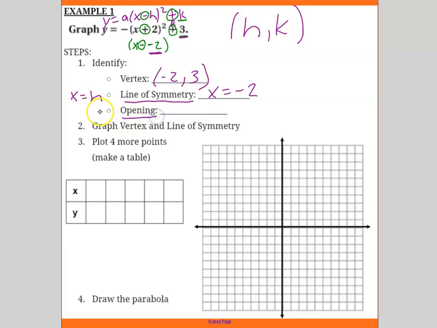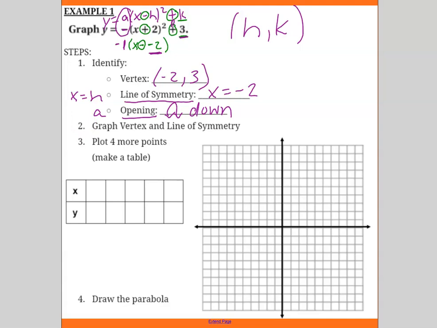Our opening depends on our a value, so if we look at a, it's just a negative sign, which is really a negative 1. Negative, so that means our parabola will open down. It'll look like that. So you can draw the picture, write the word down. You could do both. But just so we know and we're aware that that's what our parabola is going to look like when we graph it.